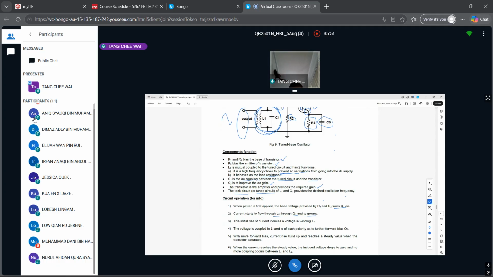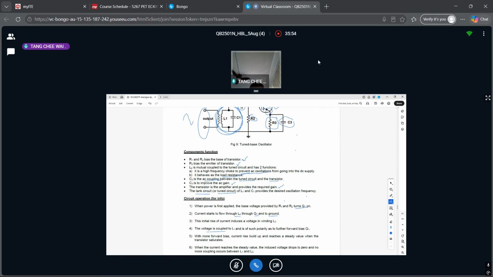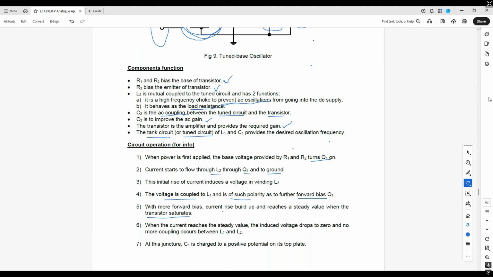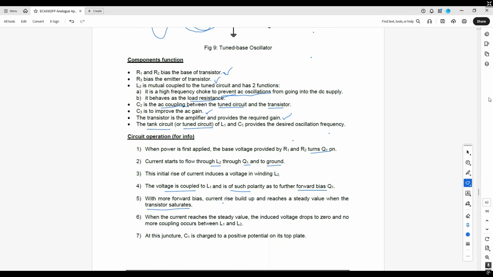Okay, the voltage is coupled to L1 and is of such polarity that you will further forward bias Q1. Okay, continue to forward bias Q1. With more forward bias current, I mean the so-called point number 5, right, rise up, you will reach a steady state when of course the transistor will come to a saturation, the maximum current. Okay, maximum current flow. What happened when maximum current flows? Of course, it will become steady. That's a max already. You can't go further. All right, the induced voltage drops to 0.